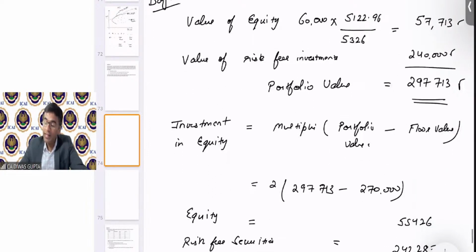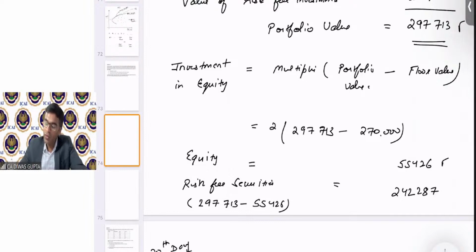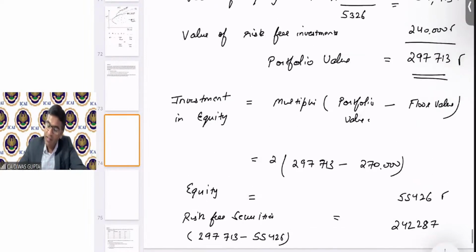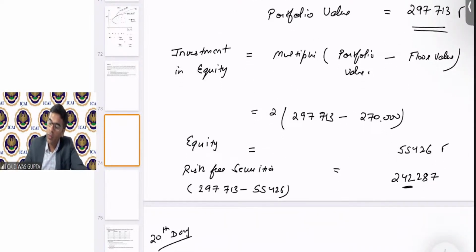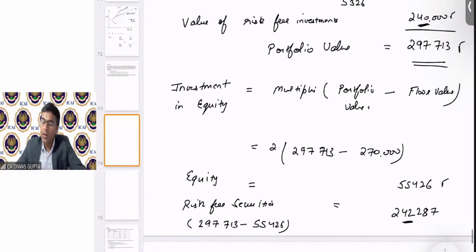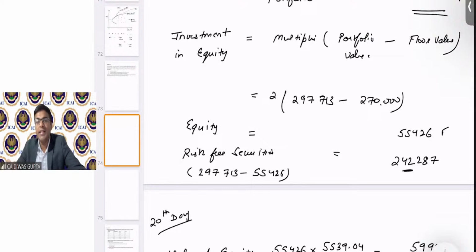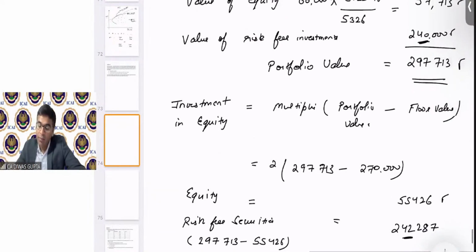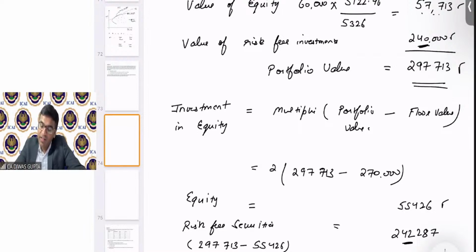Now, out of the 297,713, we again want 55,426 as equity, and for the balance, we will increase our risk-free securities investments from 2,40,000 to 2,42,287 by selling some of the equity, because equity value was 57,713, and now we only want 55,426. Correct. So we will sell off the equity and invest in risk-free securities.